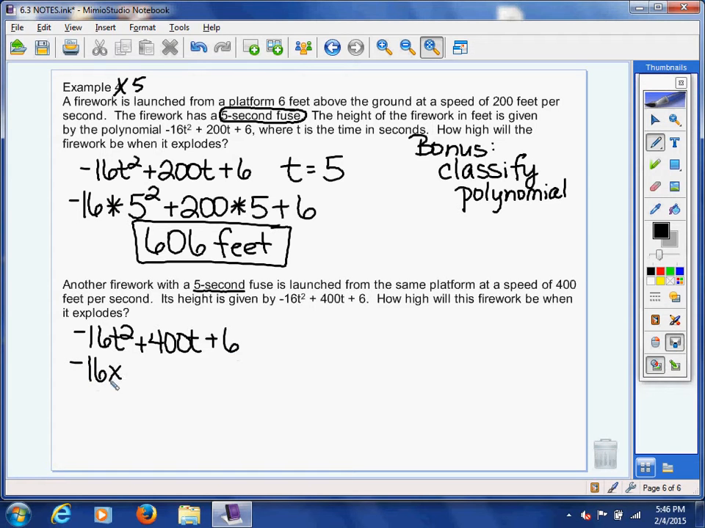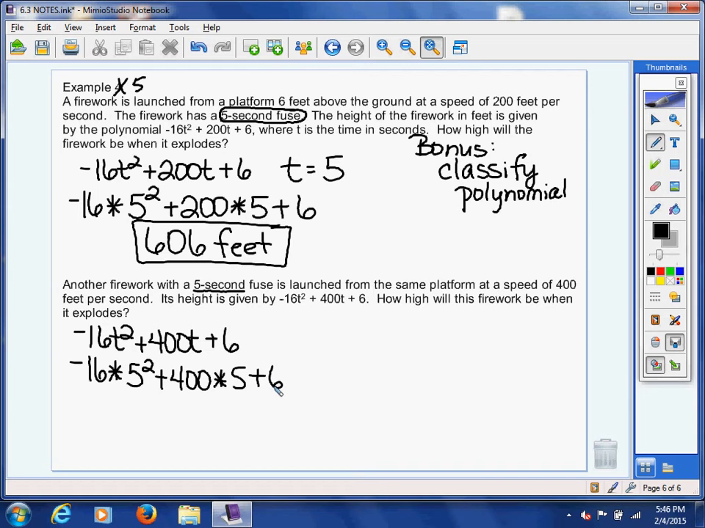So remember, what are you plugging in for t? Right, 5 seconds. That's your time. So we're going to plug in negative 16 times 5 squared plus 400 times 5 plus 6. So crunch those numbers in your calculator. I'm going to give you a second to do that. All right, what did you guys get as your answer?